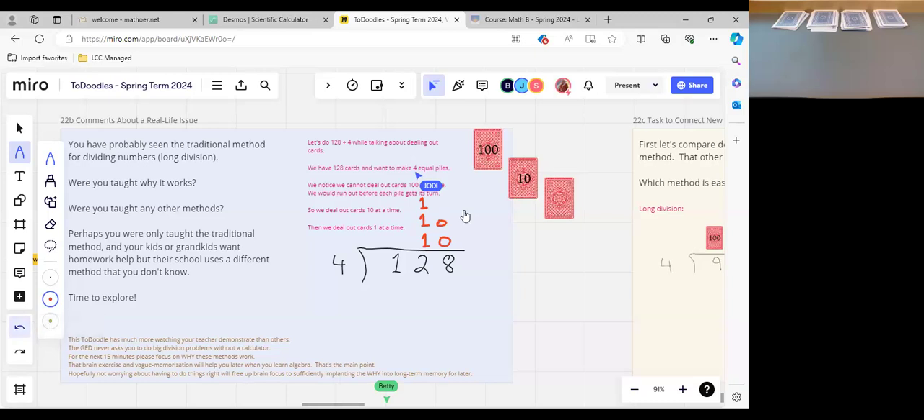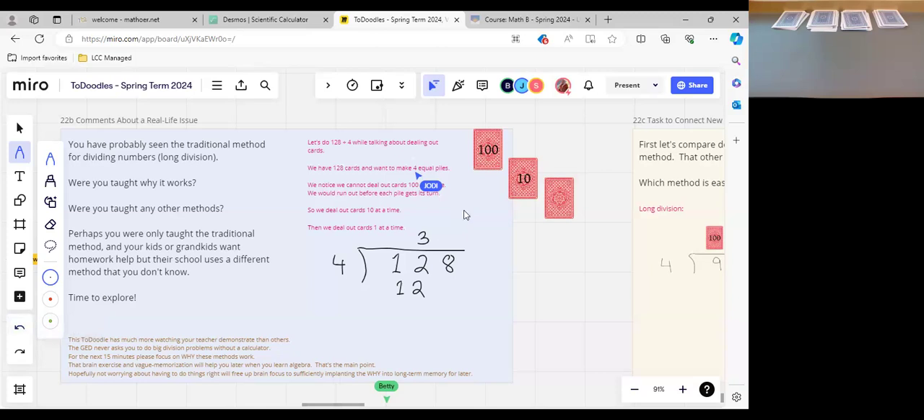How we normally write that is we put a 3 here, and then we put 3 times 4 is 12 there. But what that really means, this 3 isn't a 3, it's a 30. I dealt out 30 cards 4 times, and that's 120 cards. So each one of those 10s was a 30.